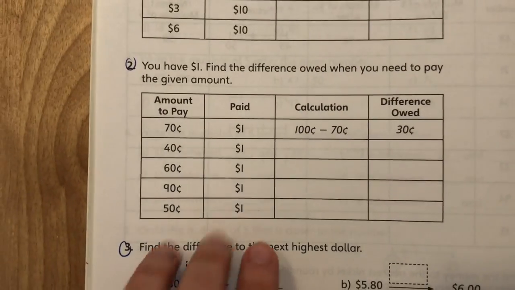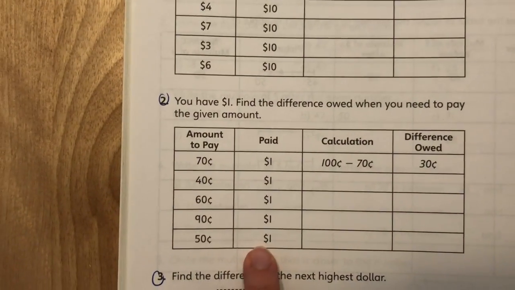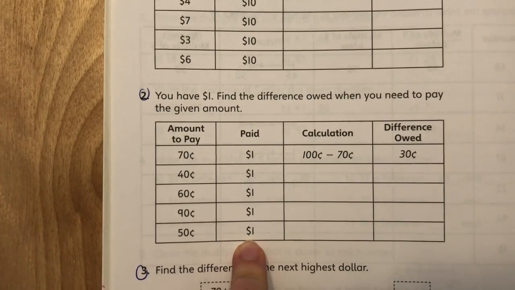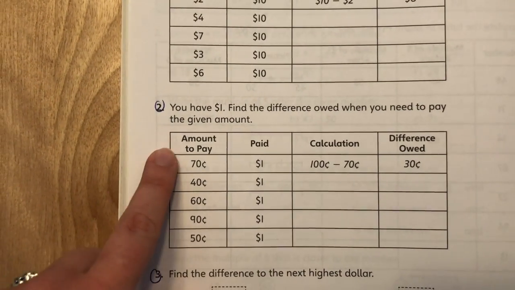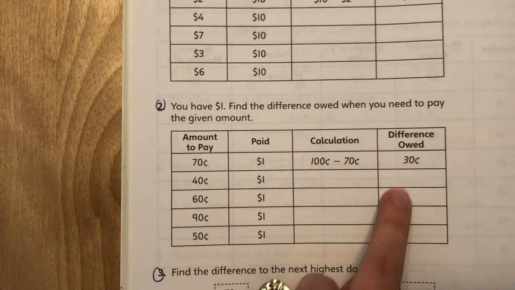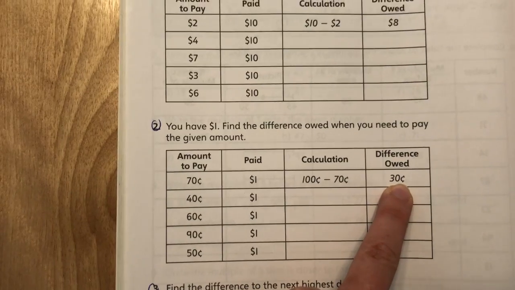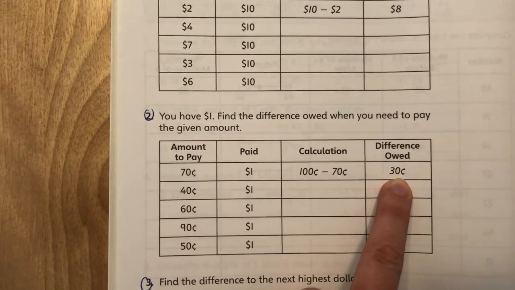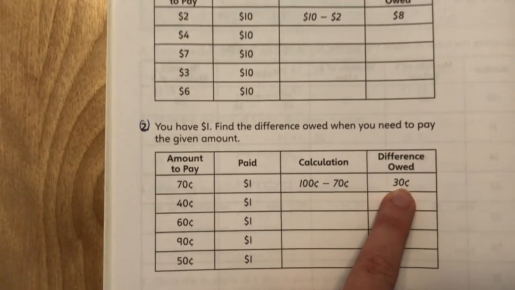Now, this is the same idea in number 2 as we just did up here, except now we're working with cents. And we know that $1 is the same as how many cents? Good, 100 cents. So now we're going to subtract the number in cents, and you're going to tell me how many cents are left. Now, please remember to put the cent sign, because if you don't, I will think that you mean 30 elephants or 30 pieces of Lego.